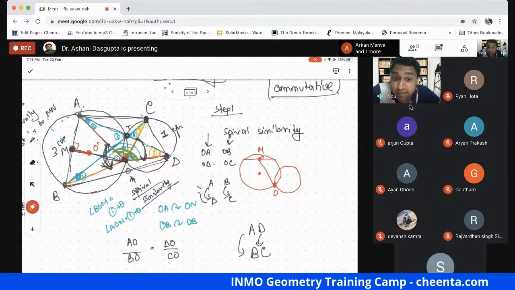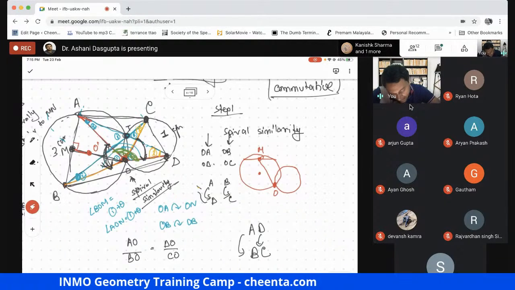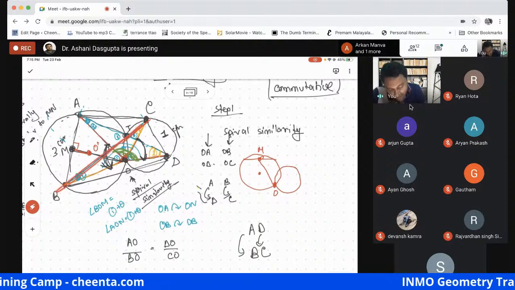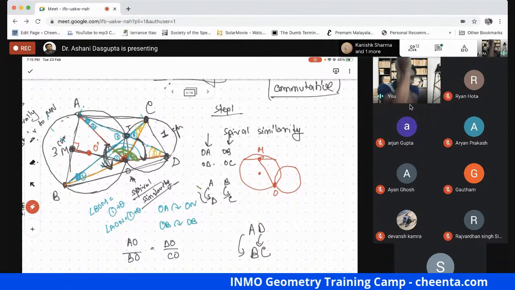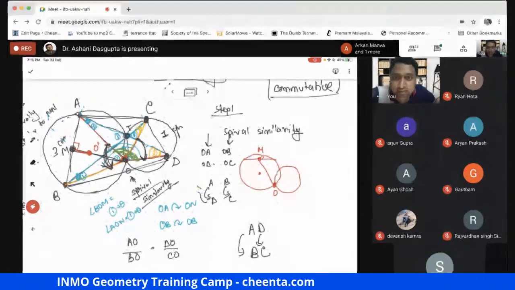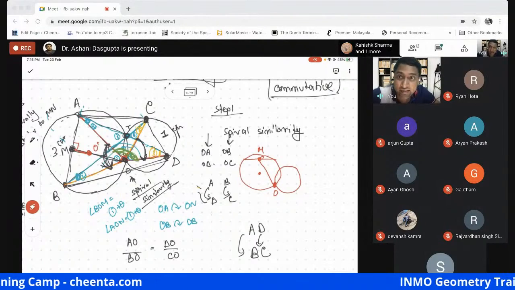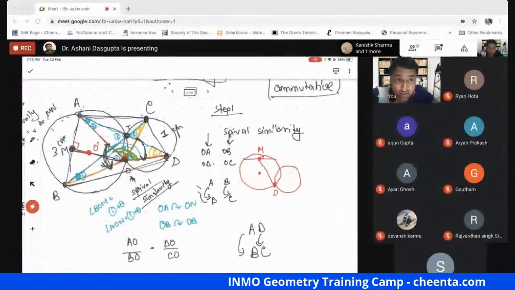So AD is going to BC. AD is this particular line right here, and BC is this particular line right here. So these crisscrossing lines are also getting sort of squished together. This is perhaps the most important part of spiral similarity, that two spiral similarities happen simultaneously.